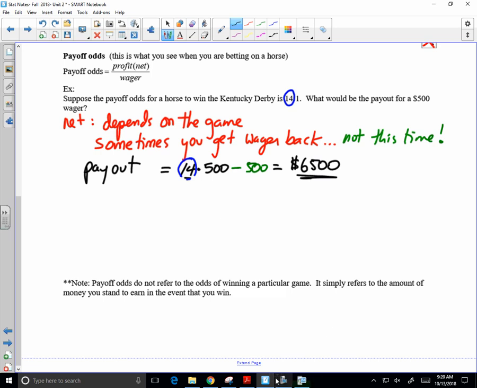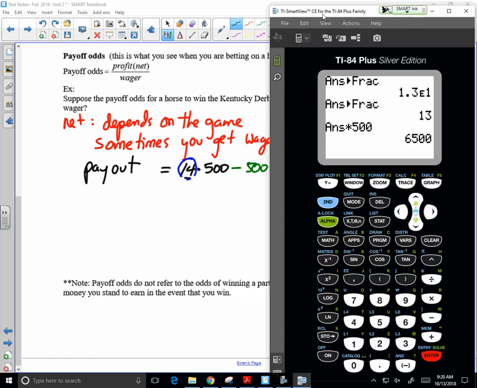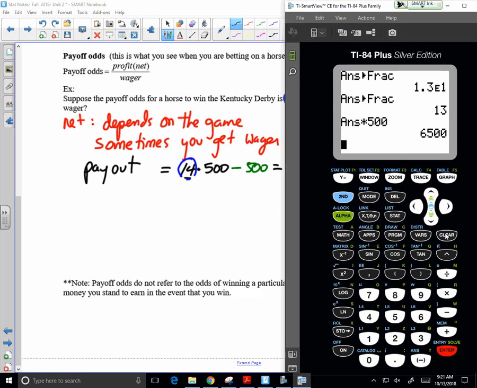I think I know what happened. I changed the problem from the last 17 years I did it. So just the numerator: multiply the payout odds by your wager, and then subtract the wager.